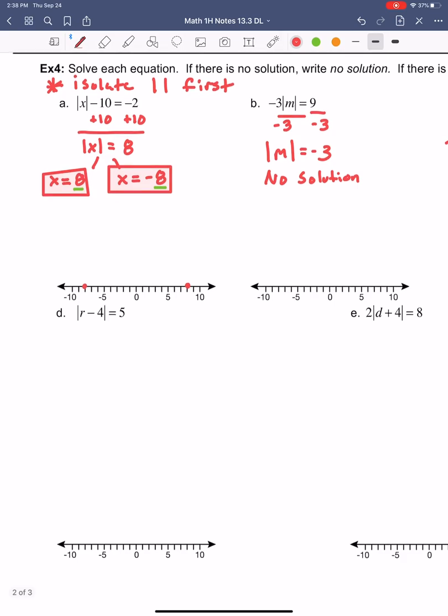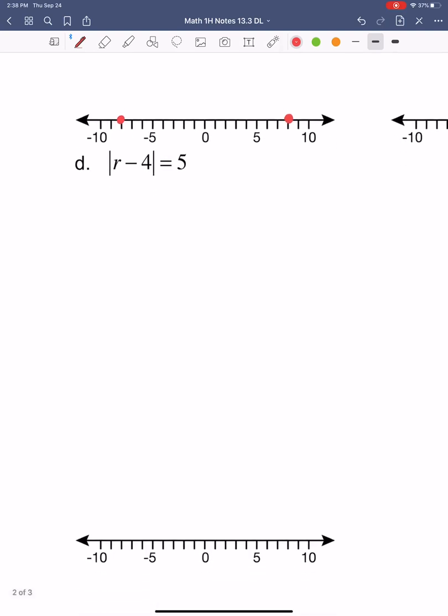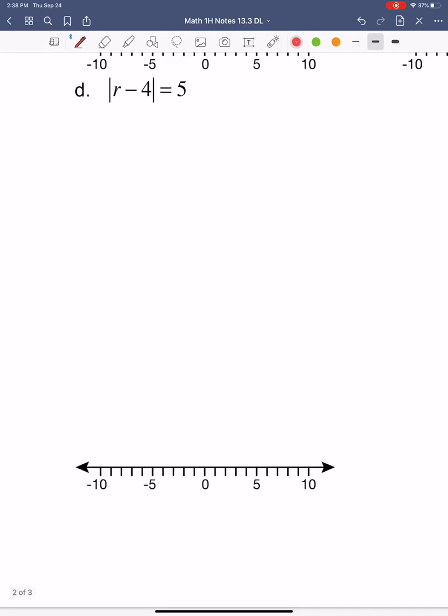Okay, we'll keep it going here. Crank it up a little bit. Letter D, same idea here, right? There is nothing on the outside of my absolute value, so I don't have to worry about getting rid of anything on the outside. So I'm ready to break this into two equations, because notice it's equal to a positive number. So I'm going to break this up. R minus 4 equals 5, and then R minus 4 equals -5.